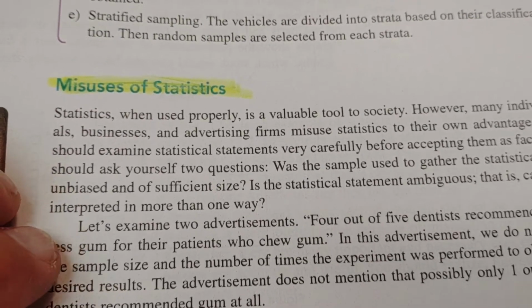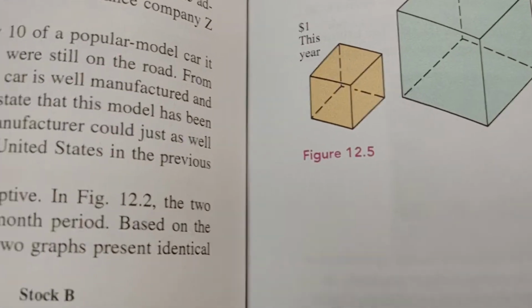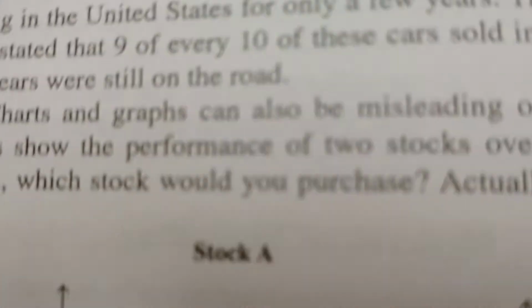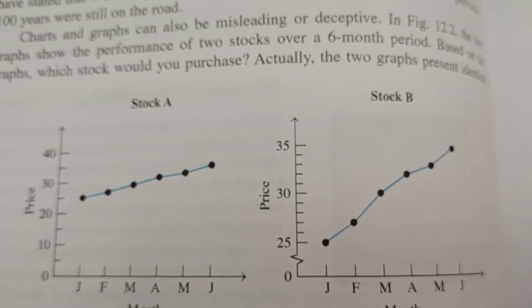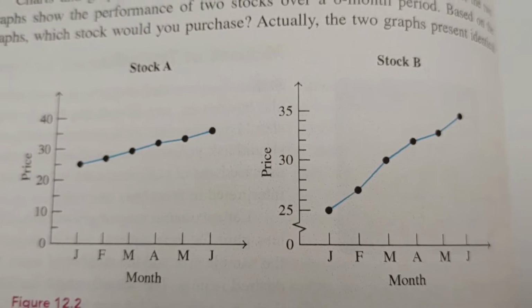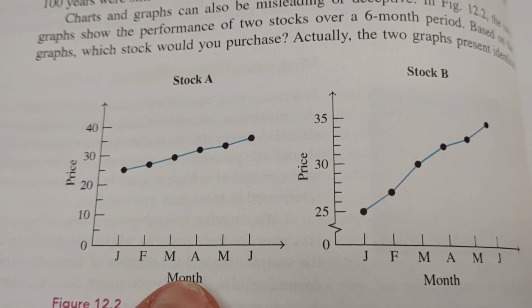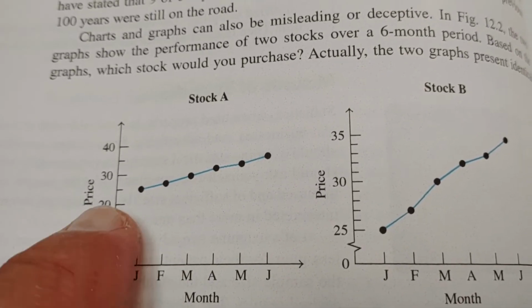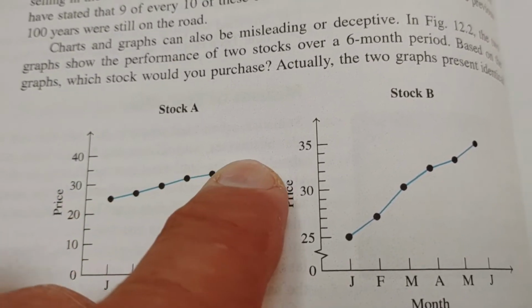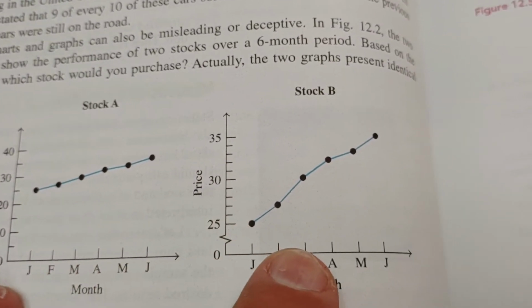All right, misuses in statistics. When we talk about misuses in statistics, we have to look at, first of all, graphs. Numbers can be easily manipulated. Here is a graph which starts from 0 and goes to 40, and it's showing a steady incline. Not a very good incline, but a steady incline.